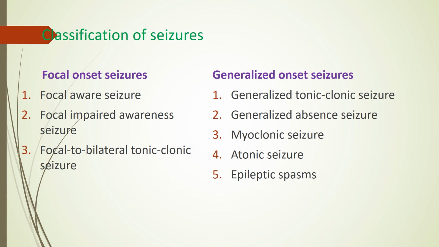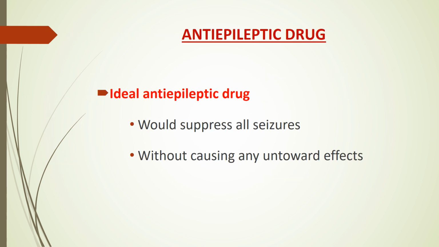This is only a basic classification for seizures, and it's purely based on the site of onset of the discharge, the starting of the seizures, which could be focal onset seizures as well as generalized onset seizures. Under focal onset seizures, it includes focal aware, focal impaired awareness, and focal to bilateral tonic-clonic seizures. And under generalized onset, there are generalized tonic-clonic as well as generalized absence seizures, myoclonic seizures, atonic seizures, as well as epileptic spasms.